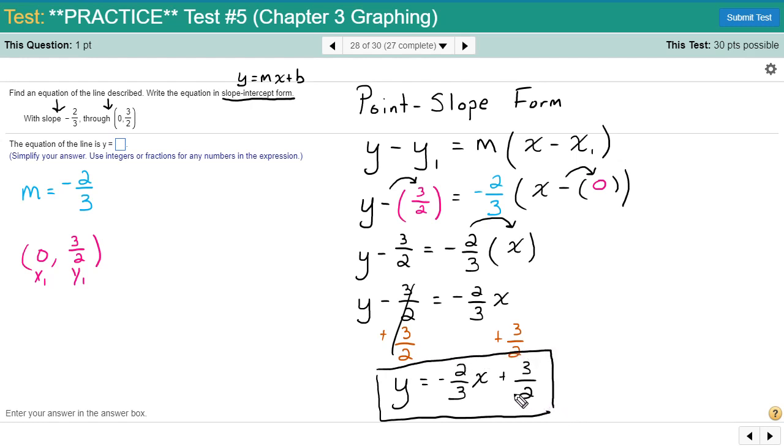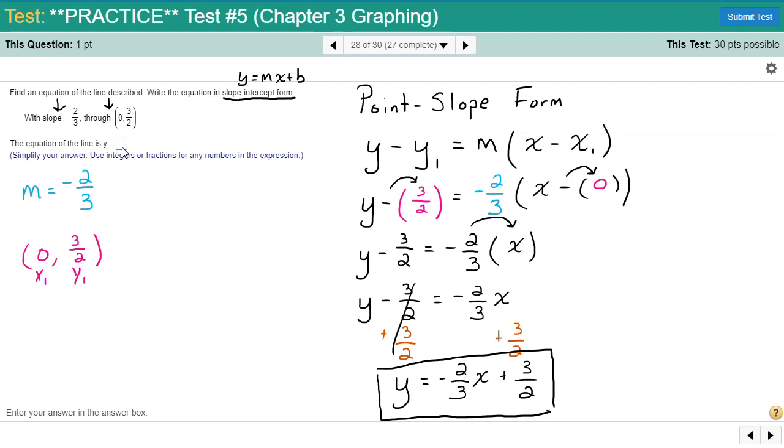So when we were given a slope of negative 2/3 and told that the line goes through the point (0, 3/2), when we put it into point-slope form and simplify, clean it up, we end up with y equals negative 2/3 x plus 3 halves.